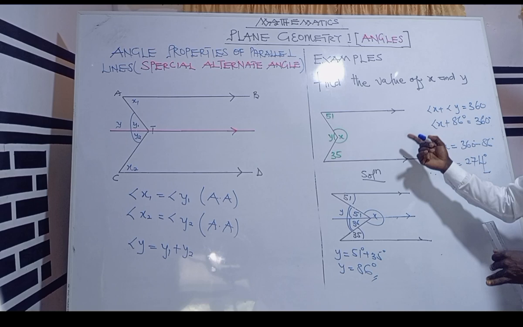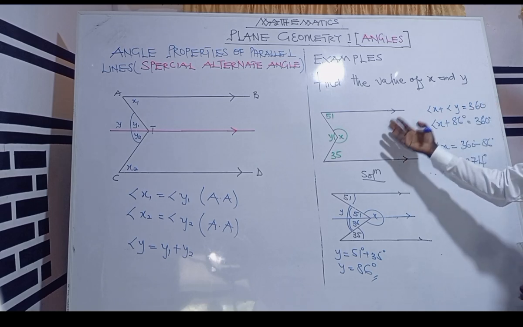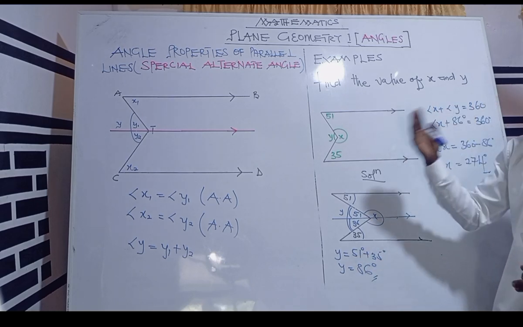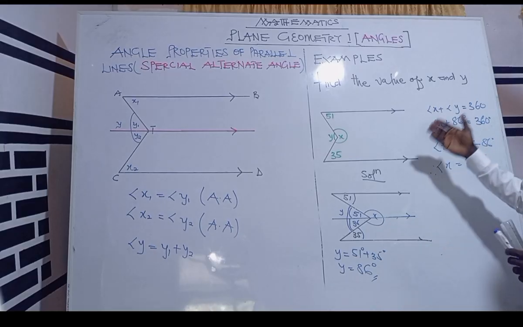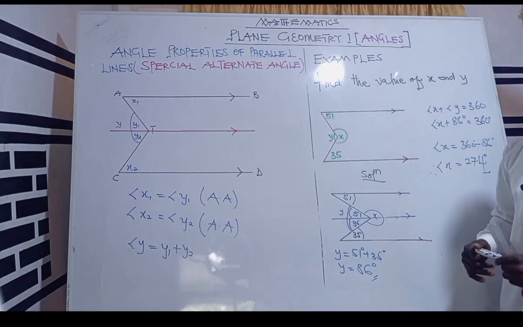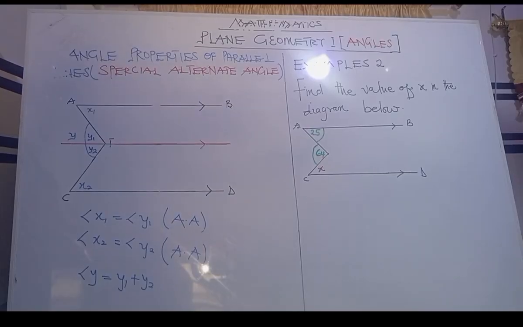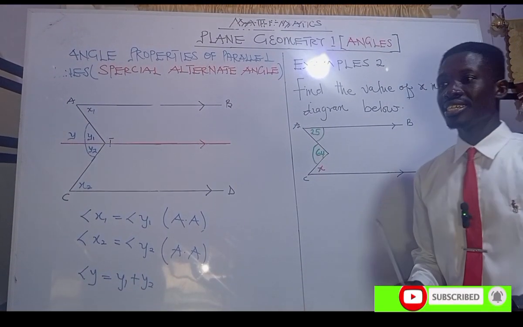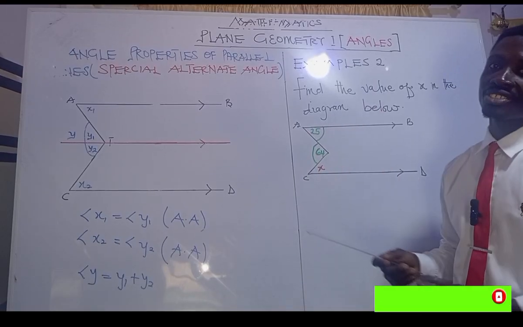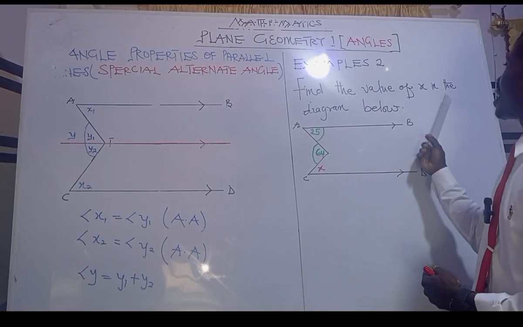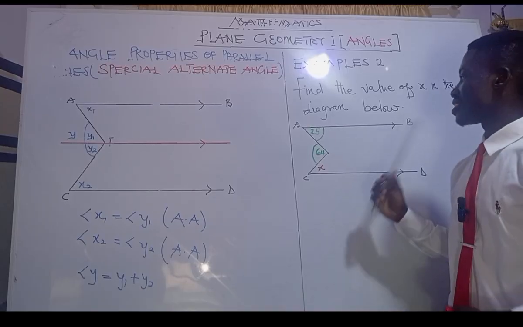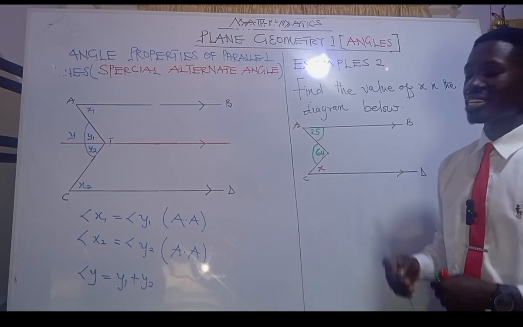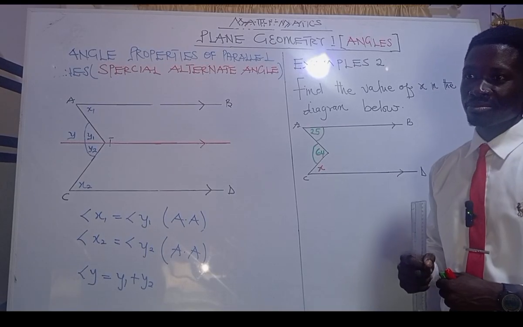So when you have a diagram which is in this very form, you have to apply the special alternate angle property for you to be able to find the values of the unknown angles. So let's look at example 2. Now we have to find the value of x in the diagram below.